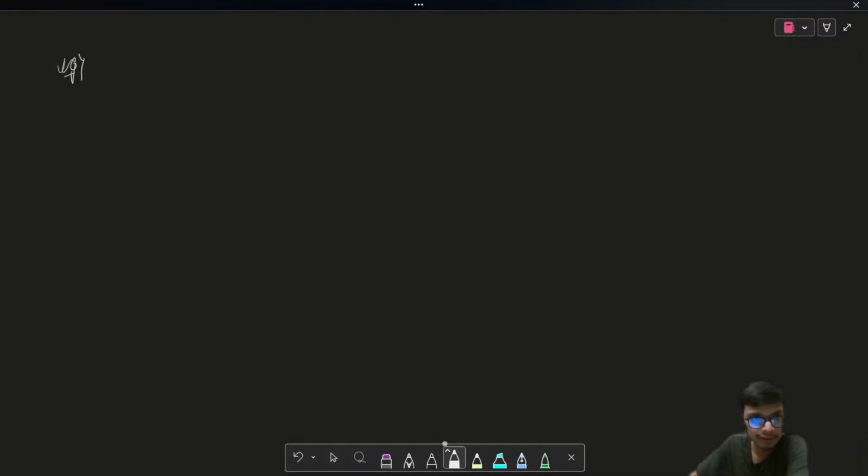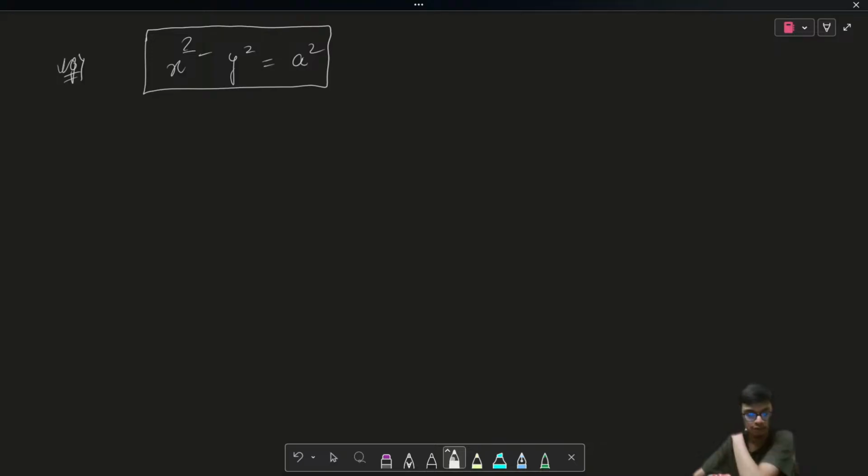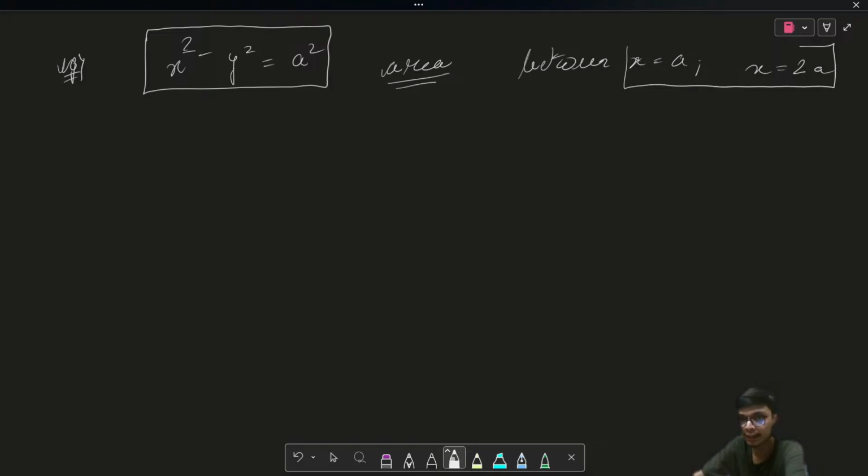here in the question it is said that you have a curve x square minus y square is equal to a square. So there is a hyperbola which is given as x square minus y square is equal to a square. So you have to find the area bounded by this hyperbola between x equals a to x equals 2a. So in between x equal to a and x equal to 2a, you have to find what is the area bounded by this hyperbola between these two regions, right?